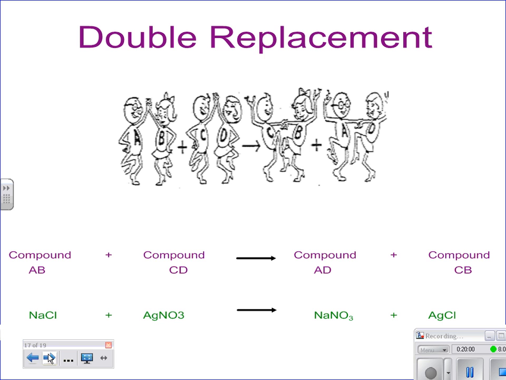Last one is double replacement. And for these, what we end up seeing is that it's going to be when you have two ionic compounds, positive, negative, music stops and they switch partners. So this positive is going to switch positions with this positive. So in other words, A is going to now dance with D, and C is going to dance with B. So always remembering to put that positive first, that metal first. So in our first example, we have sodium chloride plus silver nitrate yields sodium nitrate plus silver chloride.